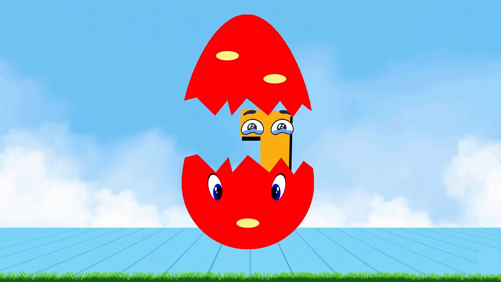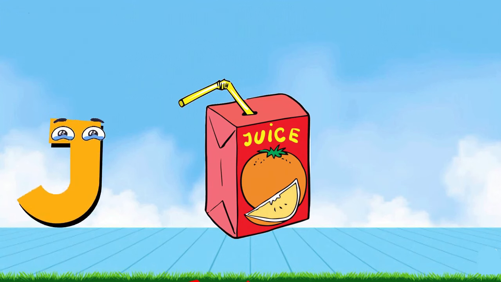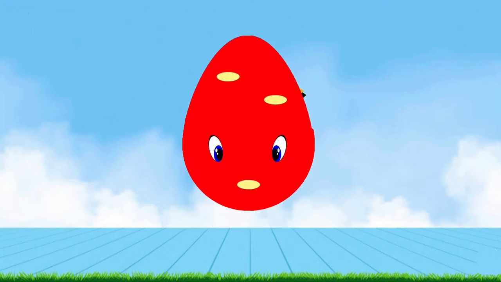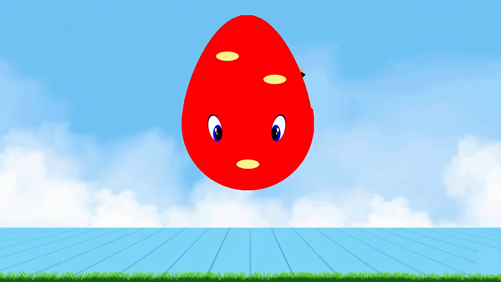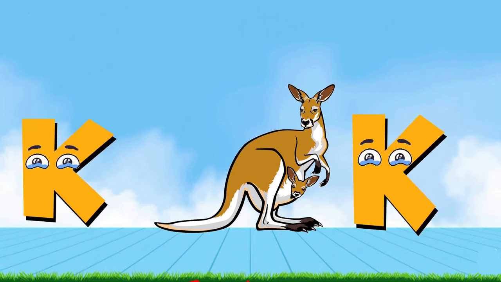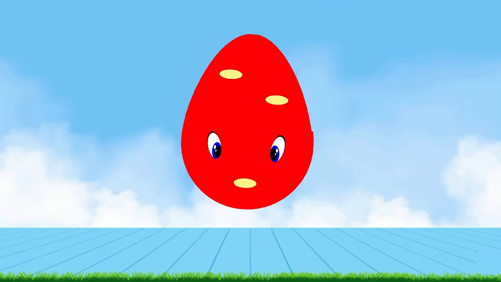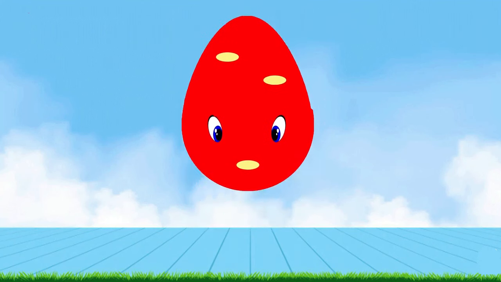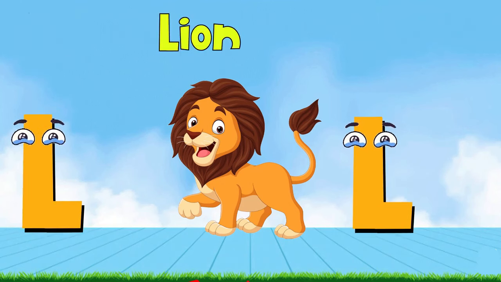J is for juice. Juice. K is for kangaroo. Kangaroo. L is for lion. Lion.